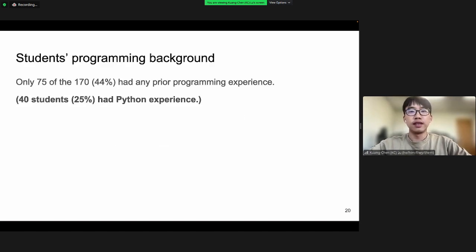We did this study in a different student population. Only 44% of students reported having prior programming experience. However, 25% do have Python experience. Students switched to Python after 2 months of Pyret.